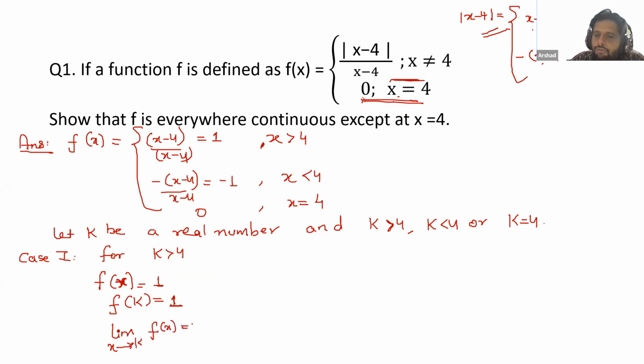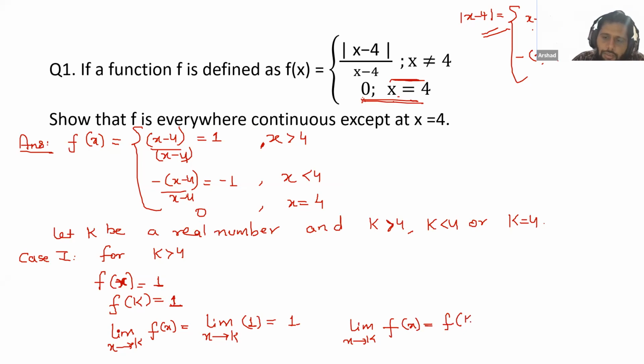Okay. Now the next question is from Noma. Noma, can you tell me for this limit, x tends to k, which function we will use? First one. Okay, why first one? Because we have taken k greater than 4, so we will choose the first one. So here we have a 1. If you put this in the limit, you will get a 1. So limit x tends to k f(x) is equal to f(k).